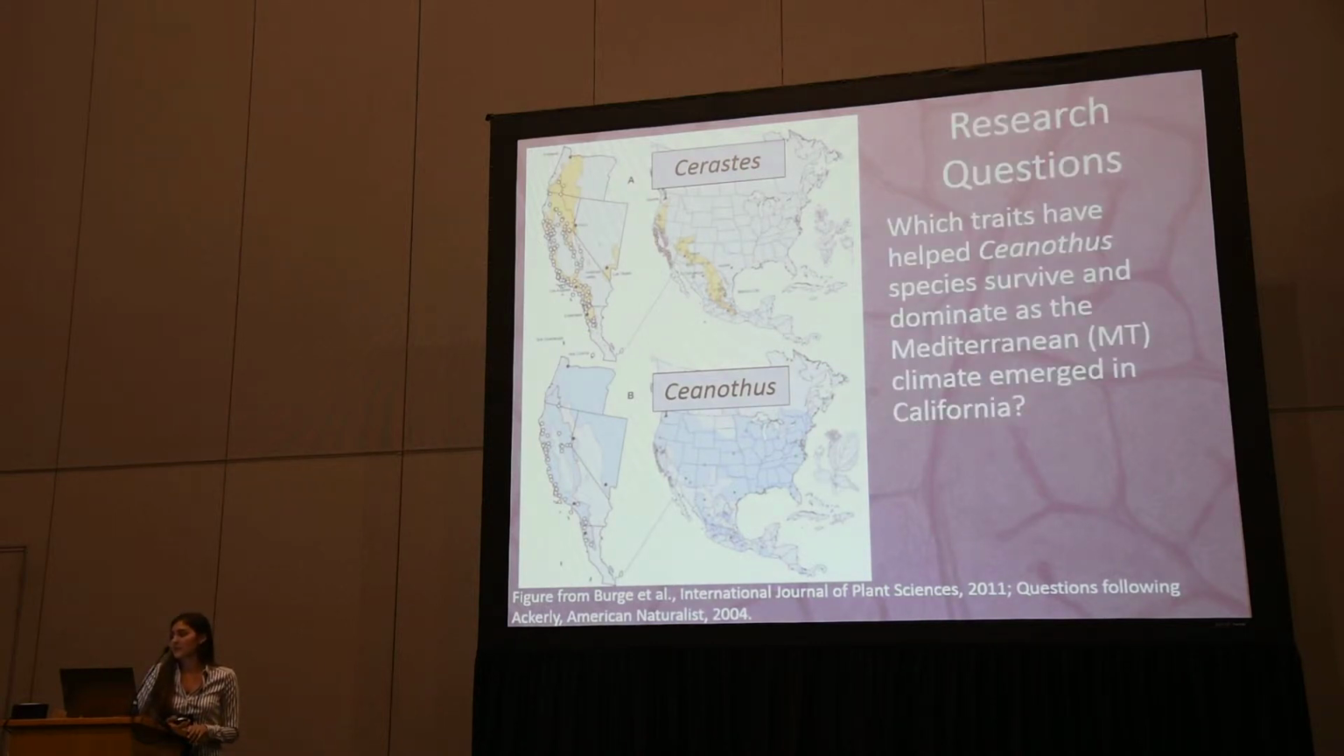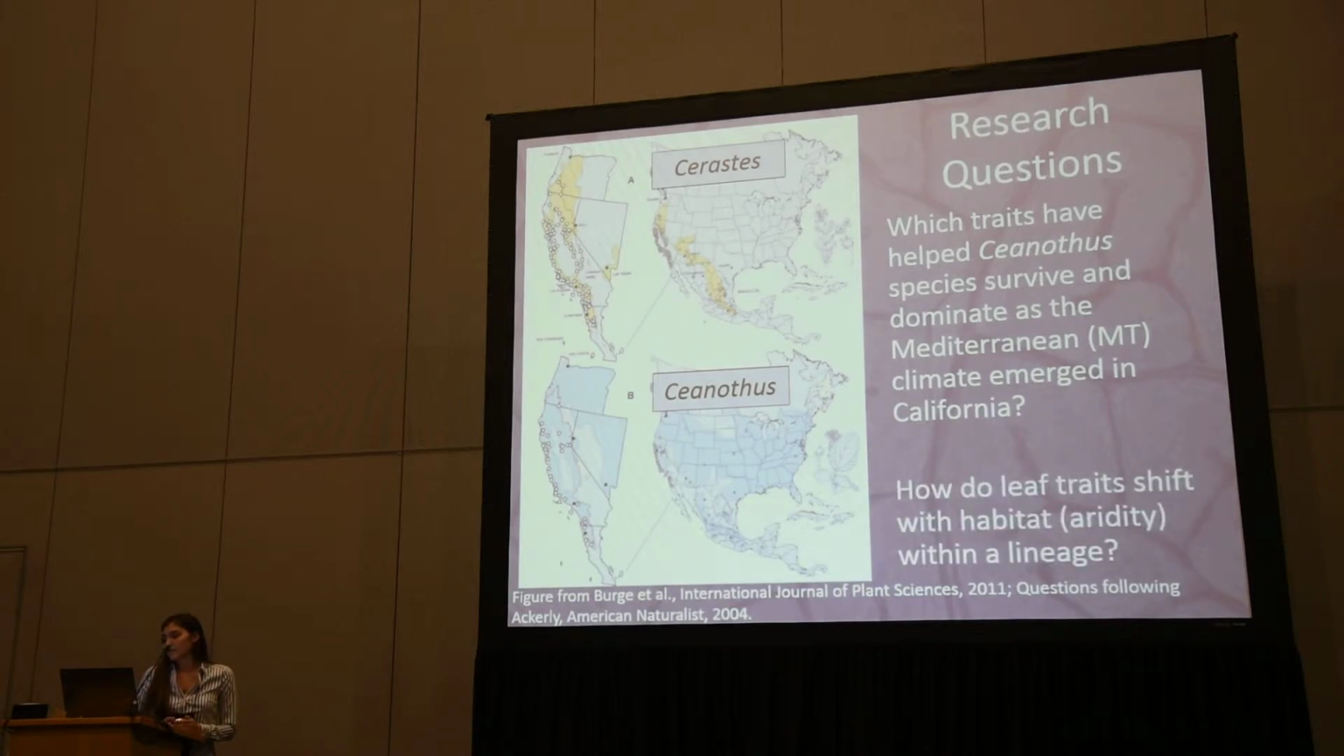So some of my questions are, which traits have helped Ceanothus survive and dominate in the Mediterranean as the Mediterranean climate emerged? I would predict that species found in more arid climates would be better able to survive as water became more scarce than species that might be more widespread. And also, how do leaf traits shift with habitat, and particularly with aridity, within a lineage? I predict that natural distributions of species would follow an aridity gradient according to plant traits. I should say at this point I have a lot of data and I have some ideas, so I'm going to present how I collected the data and some preliminary findings.